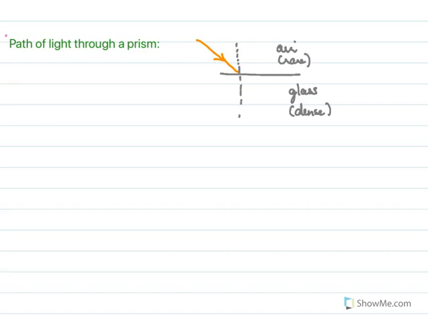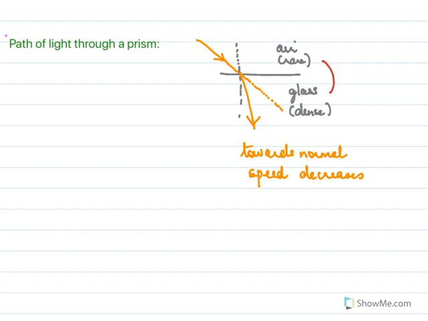We draw the normal. If not for this interface, if not for this change in medium, the light would have continued traveling in this straight line. But because it is now entering a denser medium, the ray of light now bends towards the normal. So it bends towards normal and its speed decreases. These are the two things that happen when light enters from a rarer medium to a denser medium.